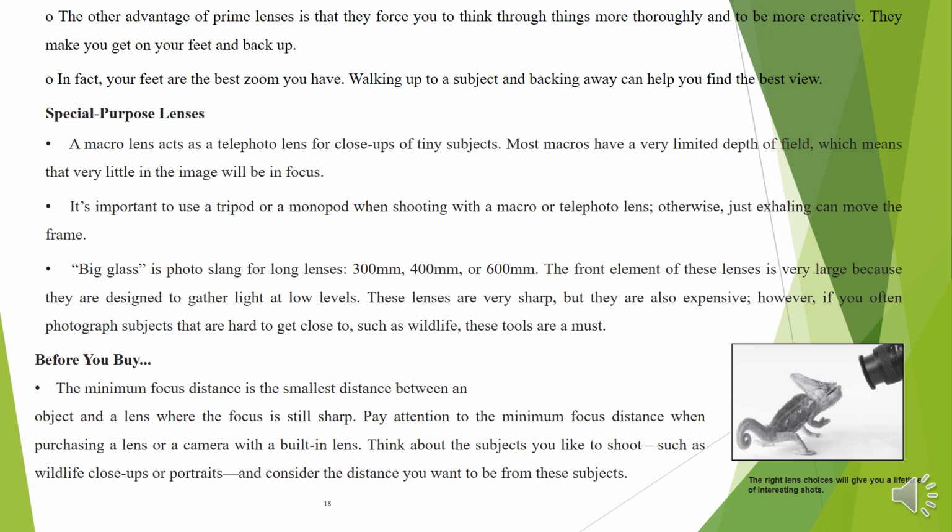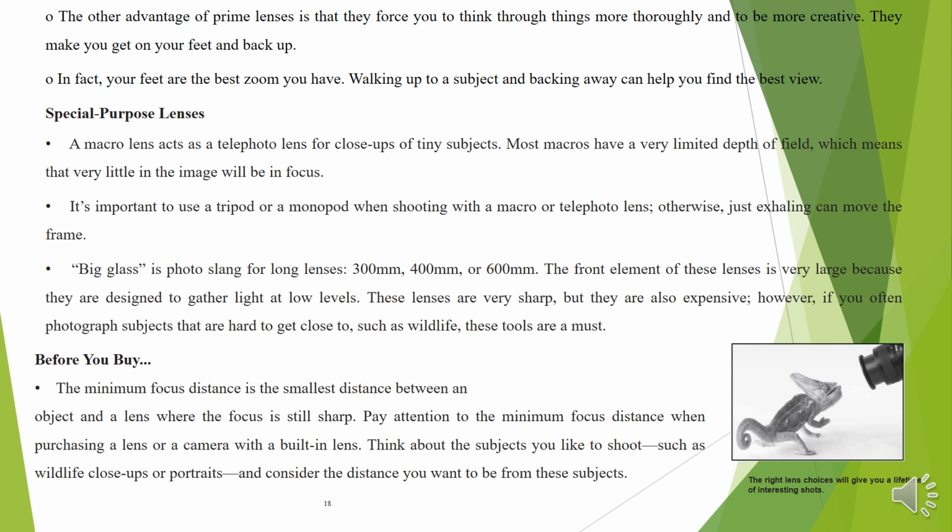Next is special purpose lenses. A macro lens acts as a telephoto lens for close-ups of tiny subjects. Most macros have a very limited depth of field, which means that very little in the image will be in focus. It's important to use a tripod or a monopod when shooting with a macro or telephoto lens, otherwise, just exhaling can move the frame.